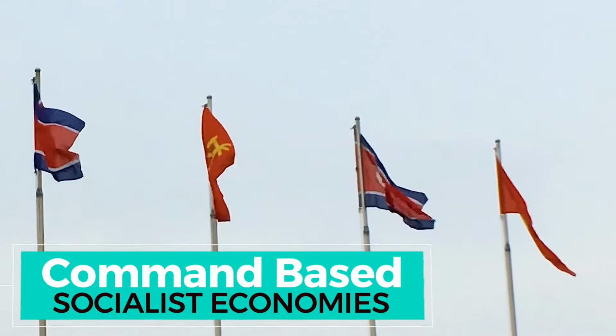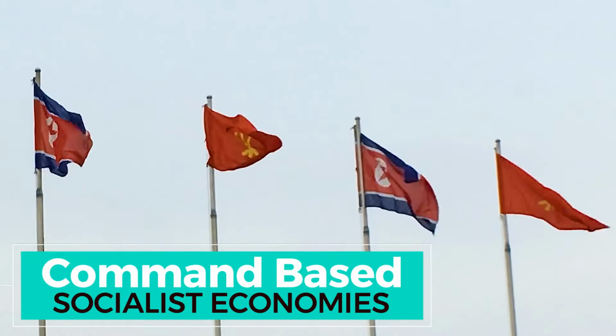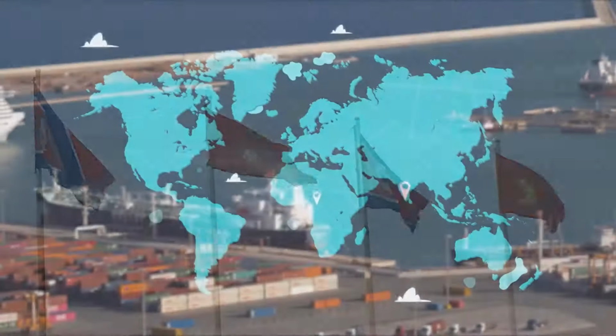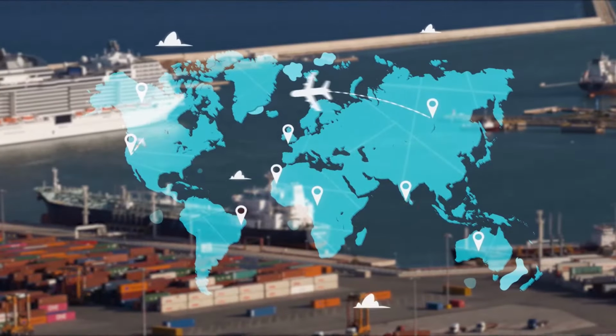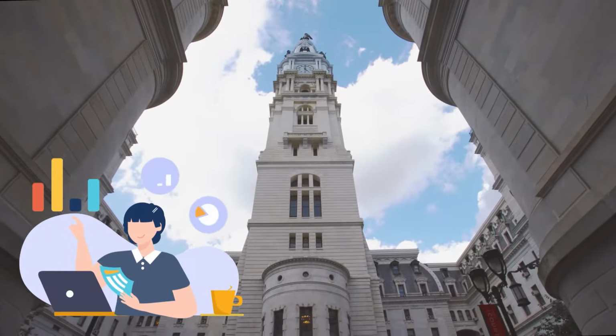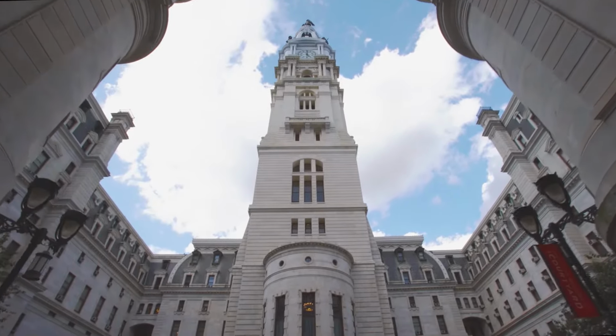Command or command-based economies, also called socialist economies, are where the government controls the production, pricing, and distribution of goods and services. Supply and demand don't play a role, and the government owns everything, not individuals or companies.